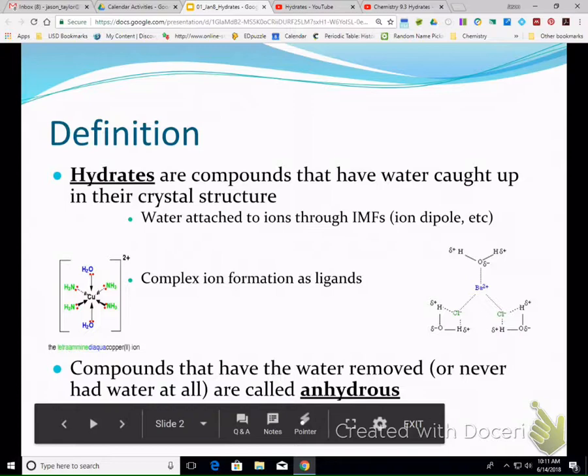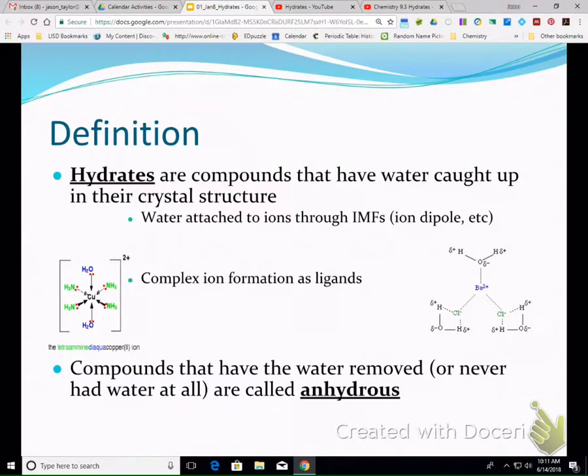The waters can also be attached through complex ion formation where it becomes a ligand. A ligand is just, gosh, what's the easiest way to say it? It's just an appendage. That's all it does. It just comes in and sticks to, in this case, the copper, or whatever the central metal may be. I used to use, when I taught in Mississippi, the analogy of a tick on a dog. I mean, it just comes in and sticks to it.